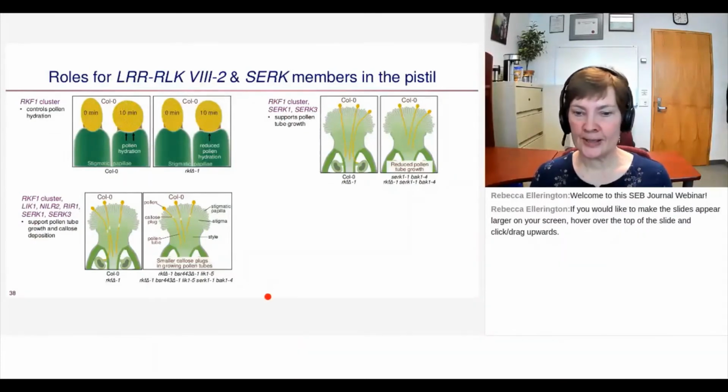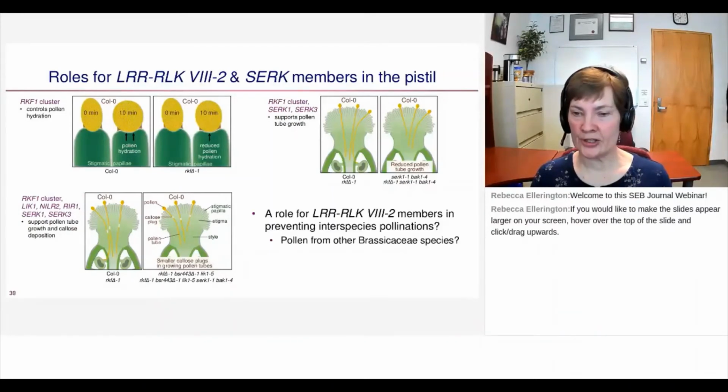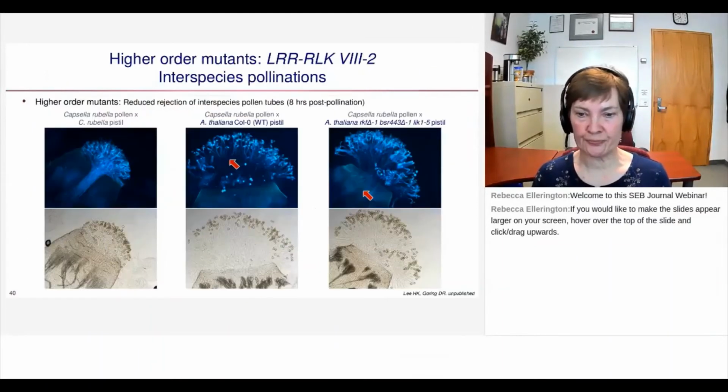So in the last couple of slides, I'm just going to talk quickly about one other direction that we're pursuing, and that is to look at whether these LR8-2 members might be involved in preventing interspecies pollinations. This is an area that's recently cropped up for other players that are involved in compatible pollen pistil interactions, where they are also playing a role in discriminating against pollen from other Brassicaceae species. So I'm just going to show you one example of this.